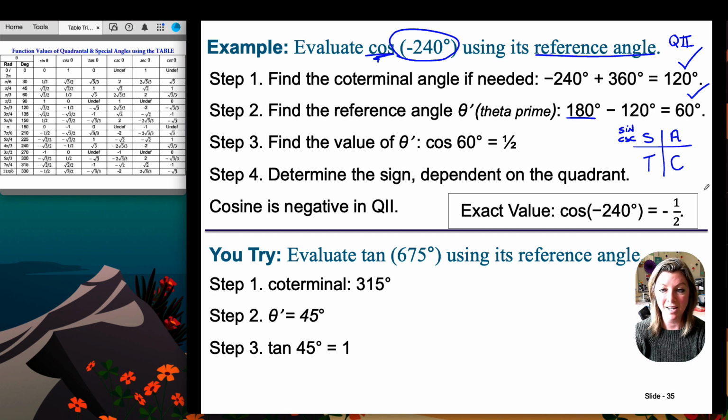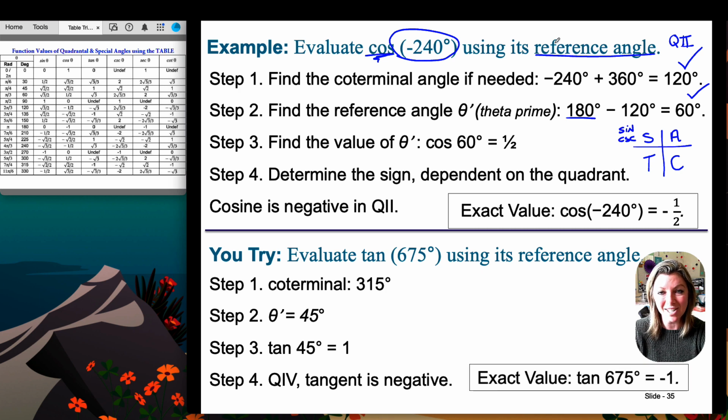You got that right? Now step 4, we need to check if our final answer is going to be +1 or -1, dependent on the quadrant. We are in quadrant 4, and tangent is negative there. Therefore, our exact value of tangent 675 degrees is -1.